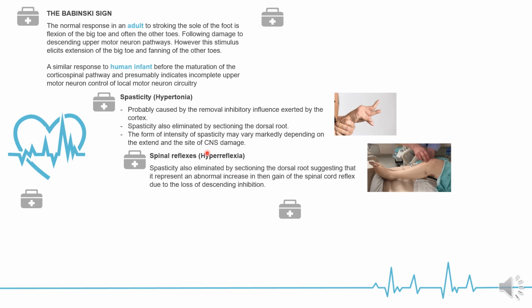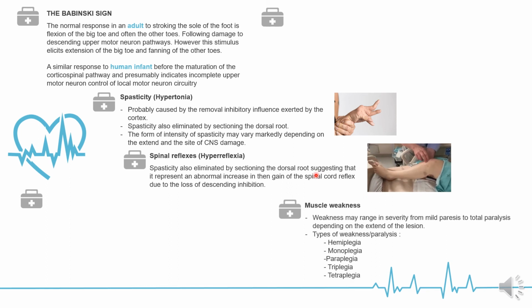Next, we have hyperreflexia. When the hypertonia is eliminated by sectioning of the dorsal root, this suggests that it represents an abnormal increase in the gain of the spinal cord reflex due to the loss of descending inhibition. So it will cause hyperreflexia. Here we can see the patient is suffering from hyperreflexia.